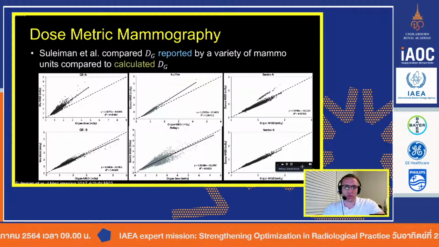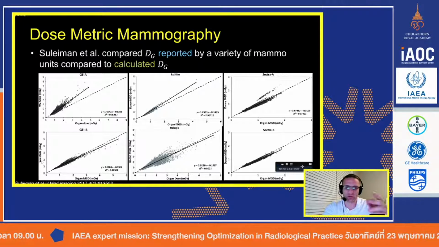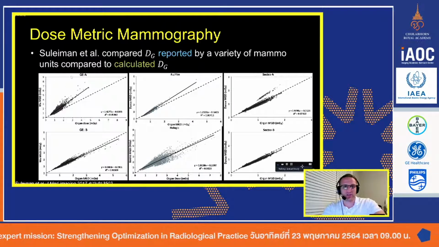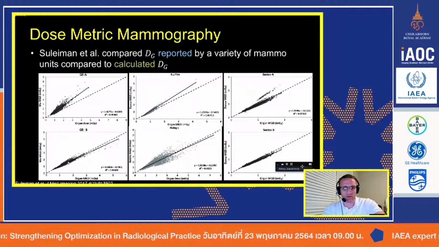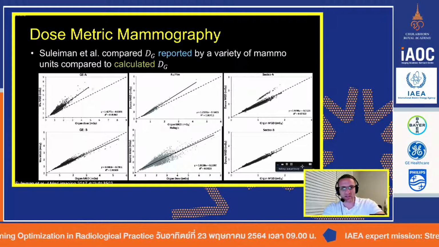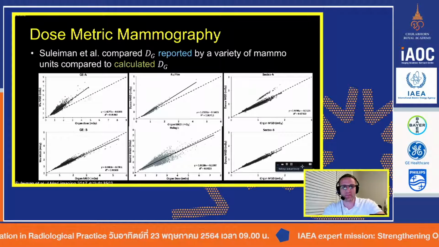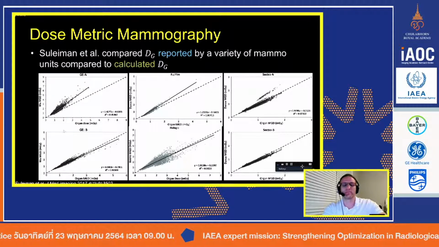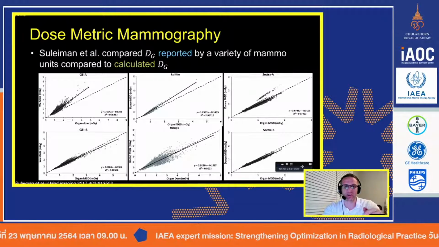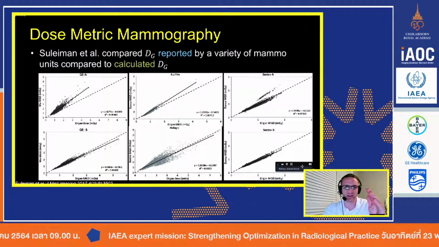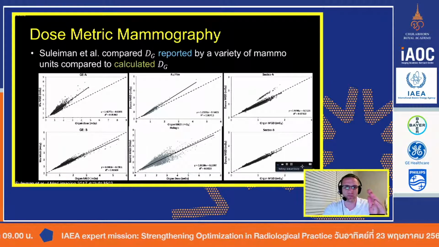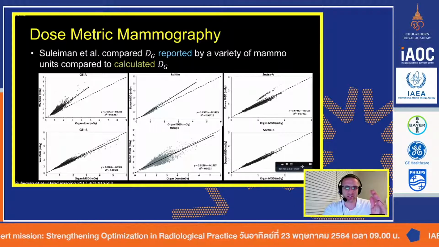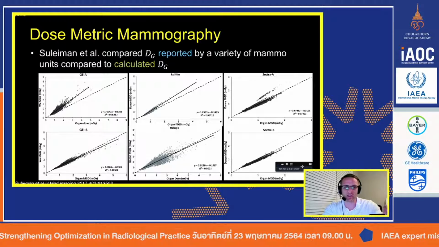GE uses the Wu method, because Wu is only good for Molly, Molly, Rho, or Rho, Rho. You can see for two different types of GE scanners, one is very accurate and one overestimates. If the line is above the dashed line, the system underestimates. So the machine says it's 4 milligray, but the reality is it's actually 6 milligray. So if it's above the line, it underestimates.